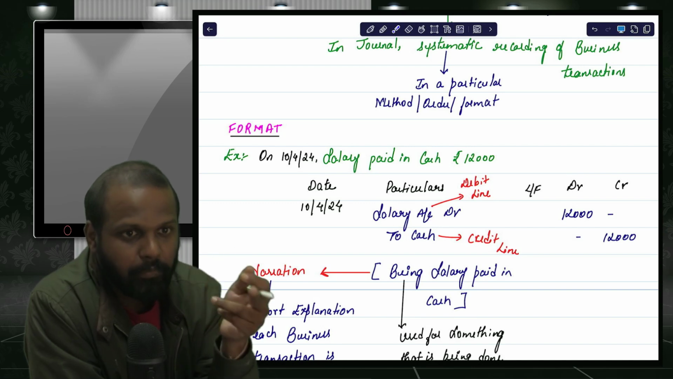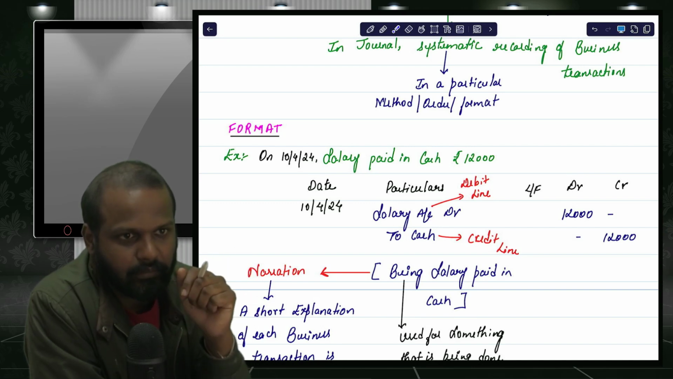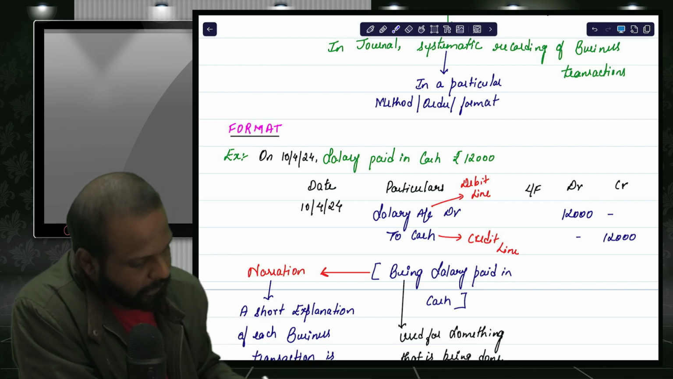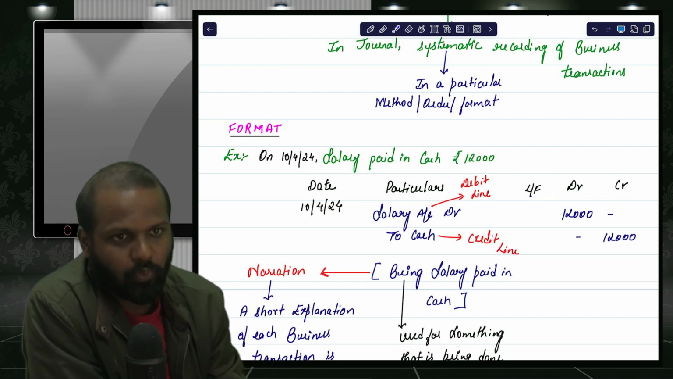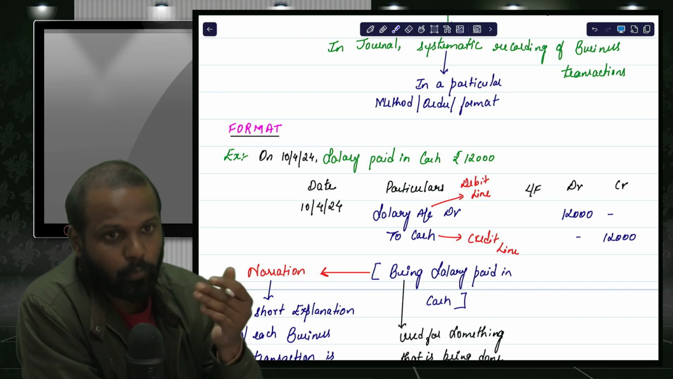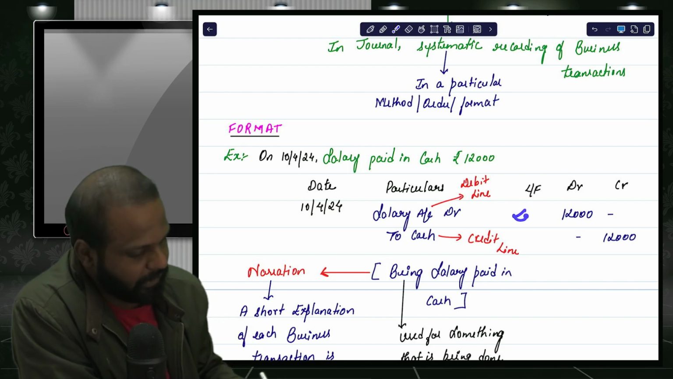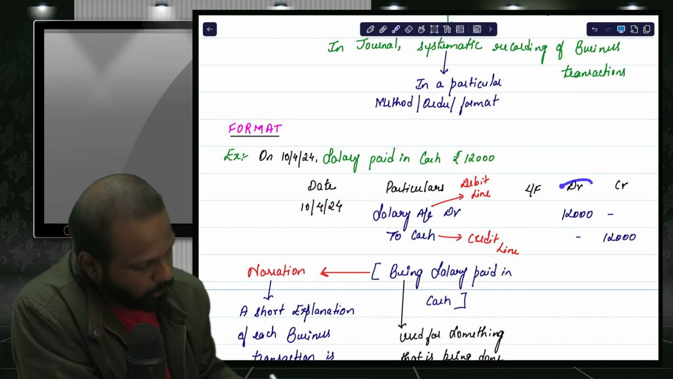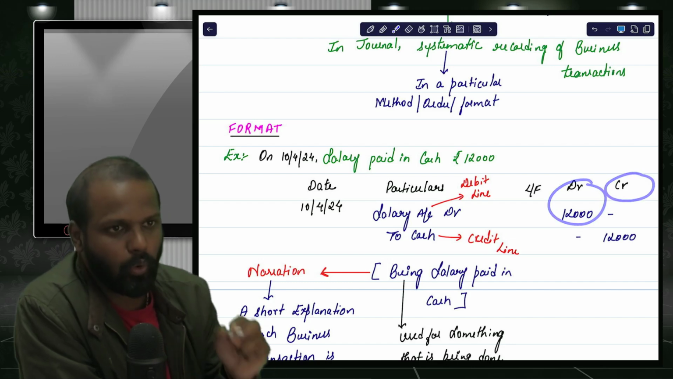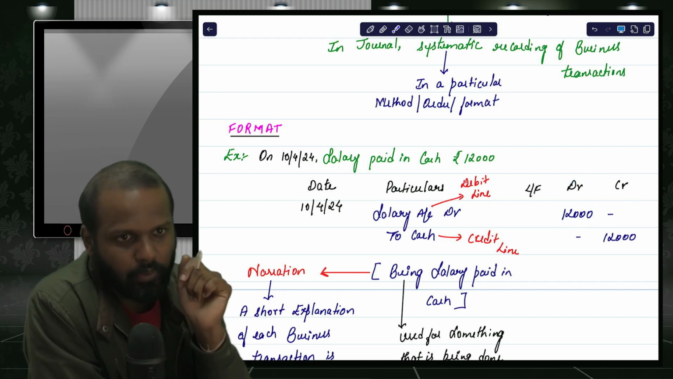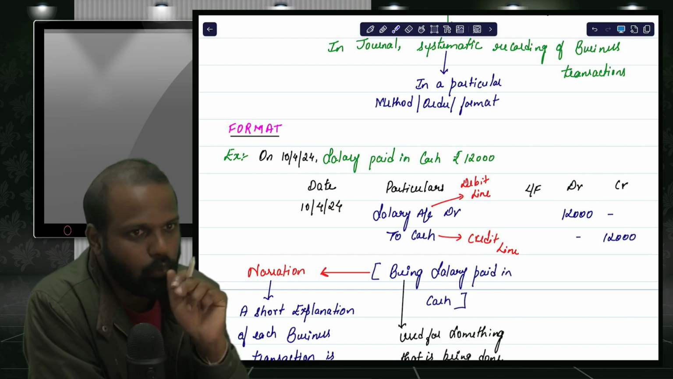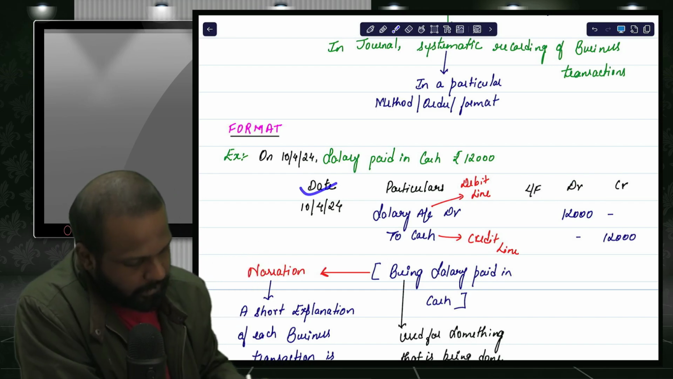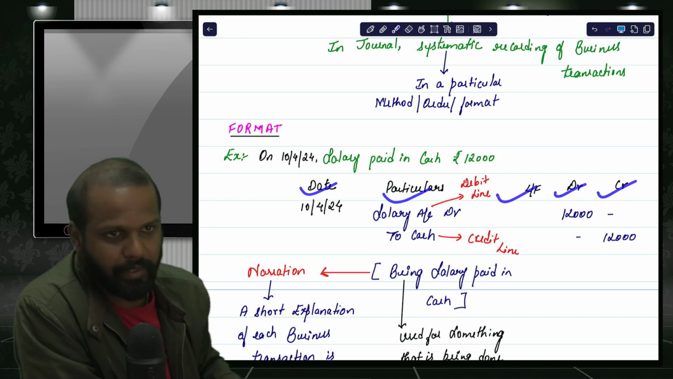So in which page number have we recorded this transaction in the ledger? That is going to be written in the LF column, the ledger folio column. Suppose it is transferred to page number 40 of the ledger, then we write here page number 40. Then we have two columns, debit amount and credit amount, one to record the debit amount and one to record the credit amount. So totally 5 columns are there: date, particulars, ledger folio, debit and credit.